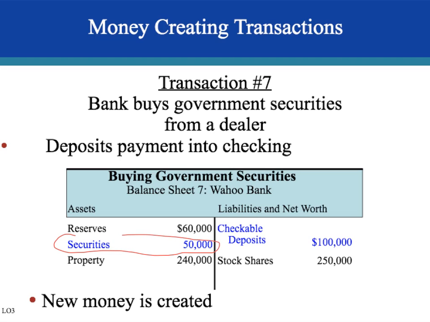Let's say it's $50,000 worth. Checkable deposits also go up to 100,000. Okay. So again, we see that the money supply has increased. Now, when the security dealer draws a check for $50,000 against Wahoo Bank, then the bank loses its reserves and deposits in that amount, and then securities becomes loans on the asset side.